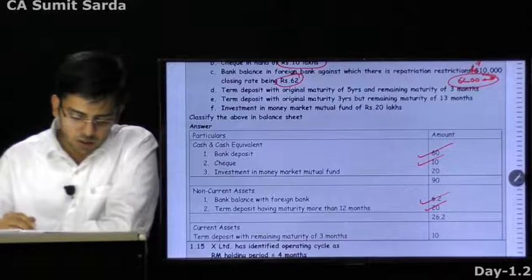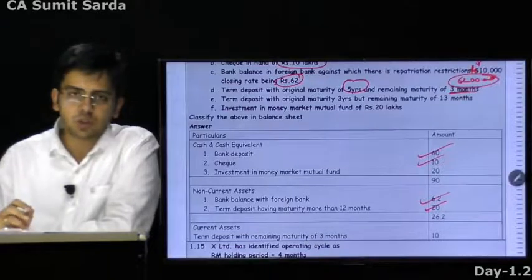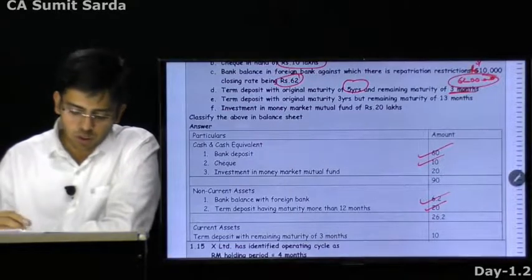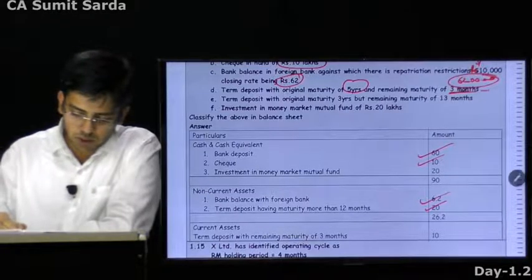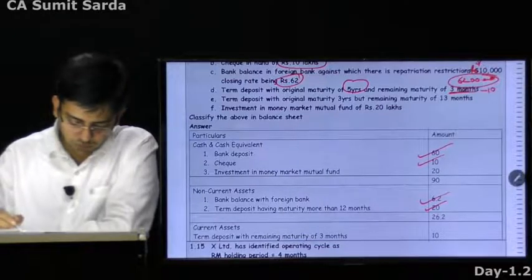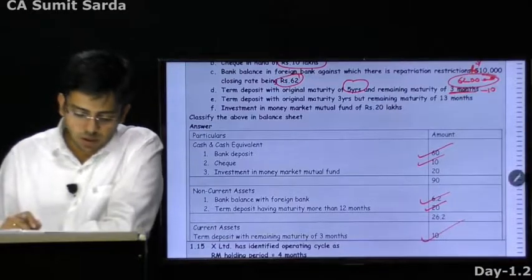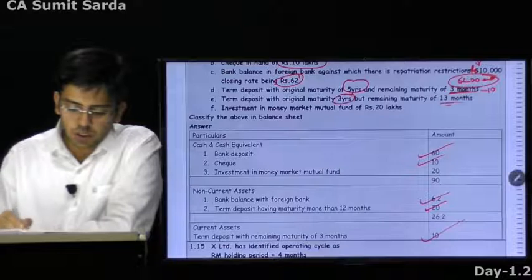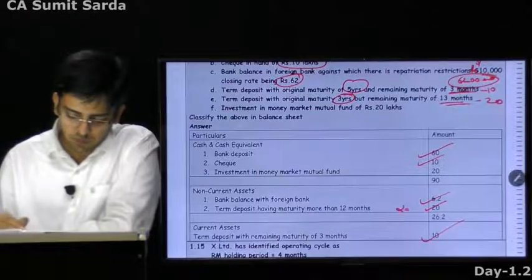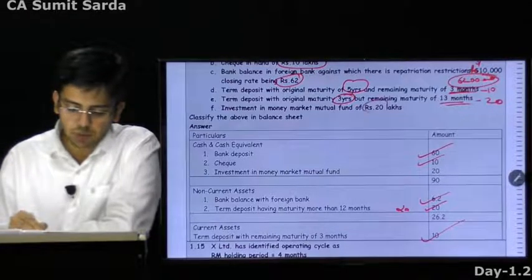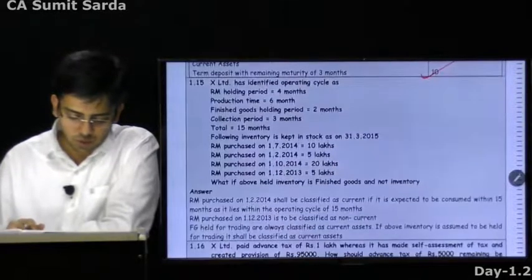Term deposit originally for 5 years, remaining maturity 3 months. From the reporting date within 3 months the money is due, so it is considered to be short term. The amount is not given in the question. Let's consider it to be 10. Term deposit with original maturity 3 years but remaining period 13 months. Again the amount is not given. Let's consider it to be 20. Investment in money market mutual fund 20 lakh, again current, or rather we should say cash and cash equivalent. So we'll move ahead.